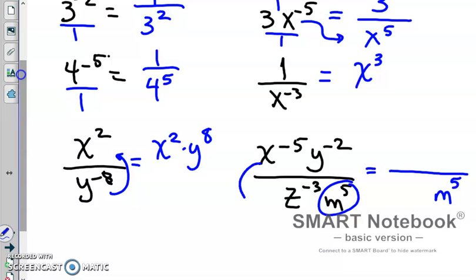So the x will get moved into the denominator to turn the exponent into a positive 5. The y gets moved into the denominator for the same reason, and then the z gets moved up into the numerator to change the exponent from a negative to a positive. These are not addition problems. When you move these expressions into the numerator and denominator, they are multiplication problems. So this rule only works under multiplication.